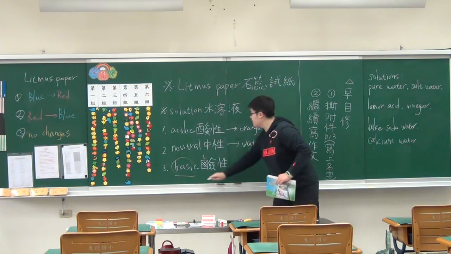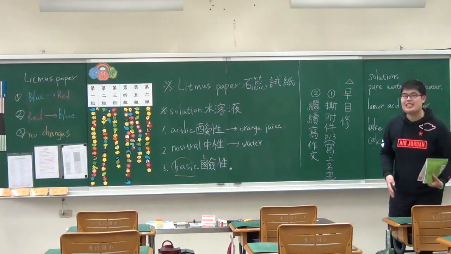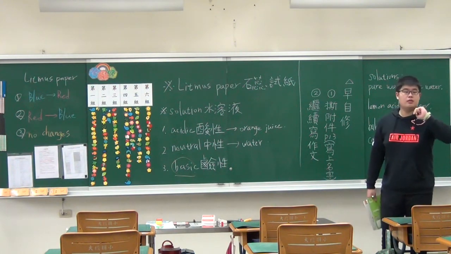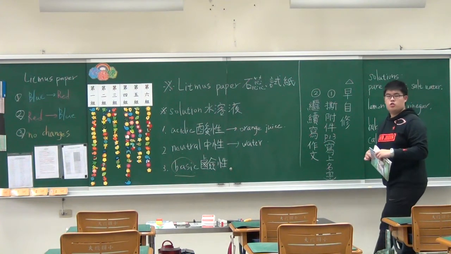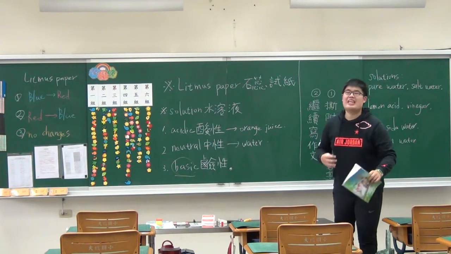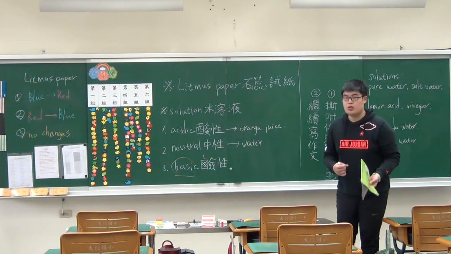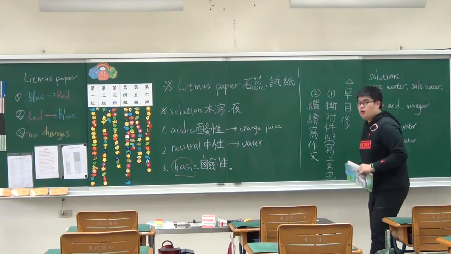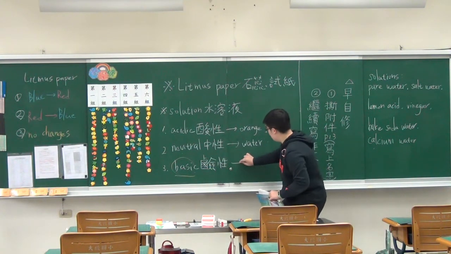And move on to the next question: what kind of solution is basic solution? Any examples? Sam? Soda water? Normally soda water is a kind of acidic solution, so you will have another try. Baking soda water, yeah, baking soda water is a kind of basic solution here.